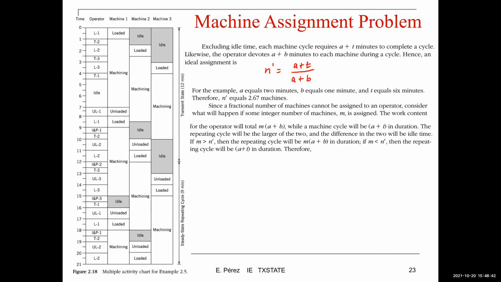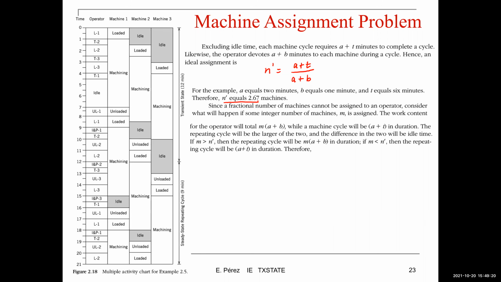For the example, A equals 2 minutes, B equals 1 minute, and T equals 6 minutes. Therefore, for that case, N will be equal to 2.67 machines. Since a fractional number of machines cannot be assigned to an operator, consider what will happen if some integer number of machines, M, is assigned. So now we're going to look at what will happen if we assign 2, what will happen if we assign 3, if we go up or down from this number 2.67.